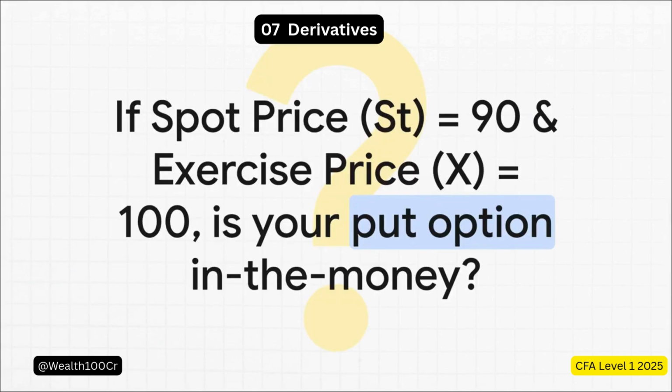Okay, a quick question for you, just to check our understanding. Are you ready? You have a put option. That's the right to sell a stock at an exercise price of 100. Today, the stock spot price in the market is only 90. So my question is, is your option in the money? Just think about it for a moment. You have the right to sell for 100 something that is only worth 90. That's a great deal. You would make a profit of 10. So yes, absolutely, your option is in the money.